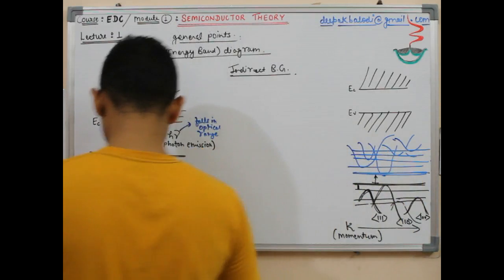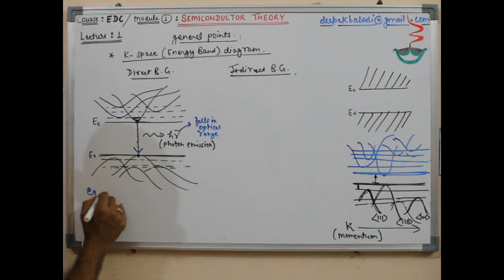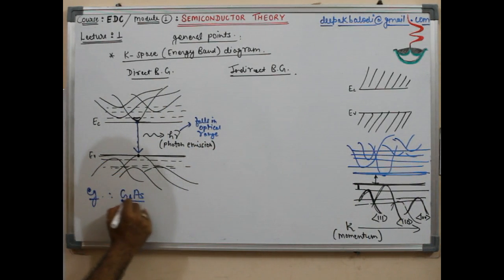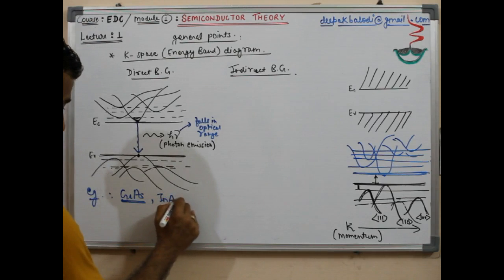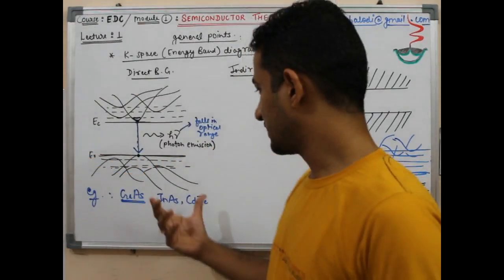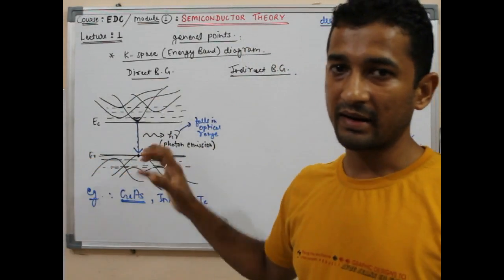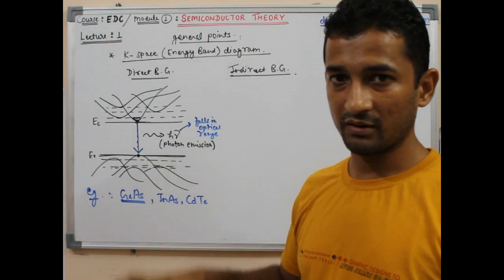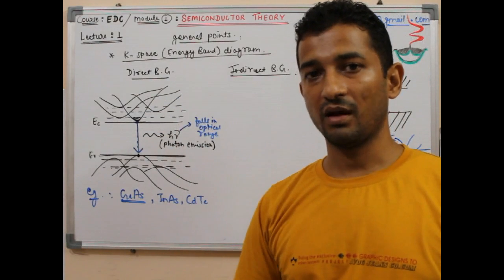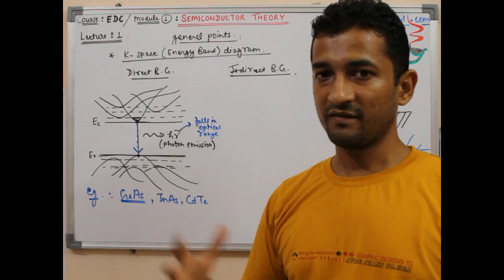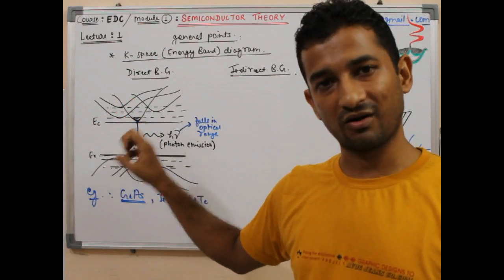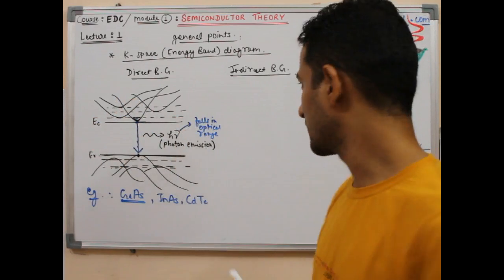So the examples of such materials, the very popular one is gallium arsenide, indium arsenide, cadmium telluride. So please remember, these materials have the direct band gap nature, and therefore a recombination process within that material is translated to an optical emission or photon emission, and they find extensive applications in optical communication and optical semiconductor electronics.